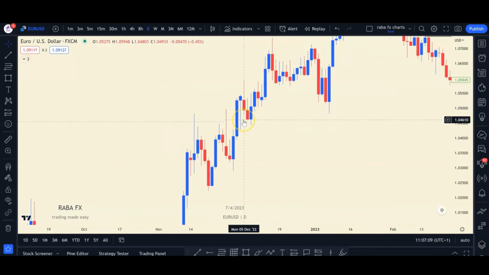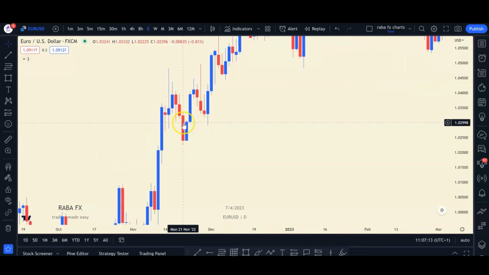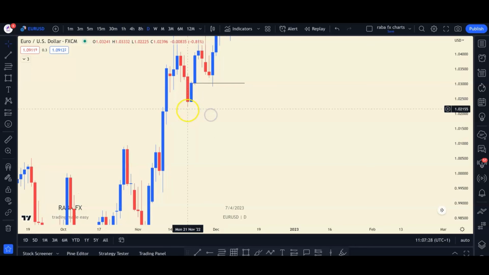Looking forward here, you can see the opening price here. We mitigated this opening, price tapped in and flew to the upside. So now this low did not mitigate this open, neither did it mitigate this open. So this low in the future is an inducement.